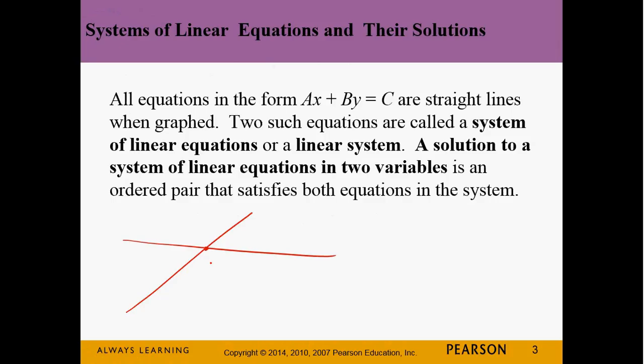Okay? That makes sense? So if you've got some ordered pair, I should be able to plug it in and just verify, yes, it works, yes, it works. It should make both of them true. Okay? Now, is there ever a chance that two lines will not have an intersection? When? Parallel lines. That's the definition of parallel lines, two lines that never intersect. Okay? So it is possible that would give us no solution.